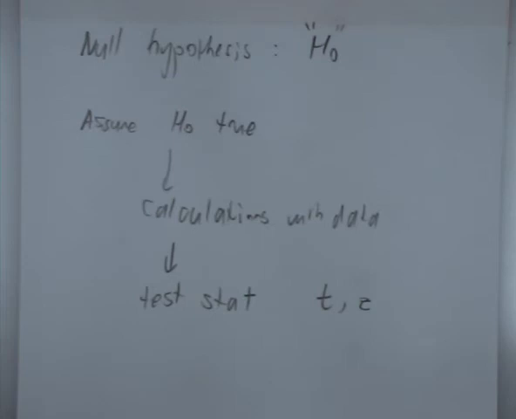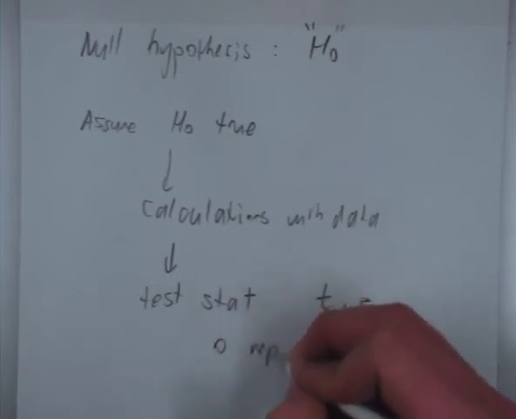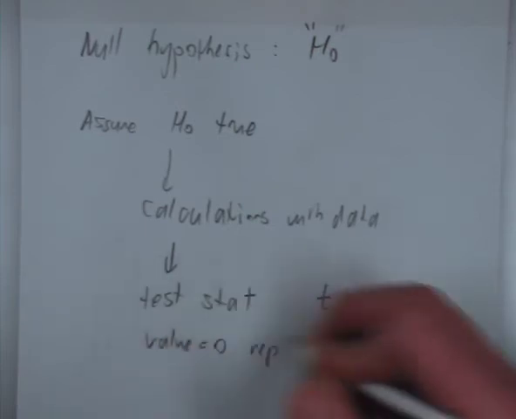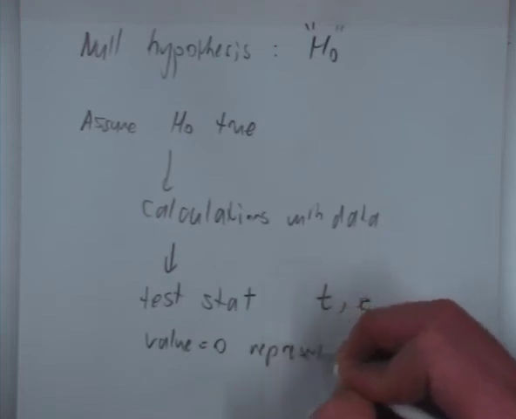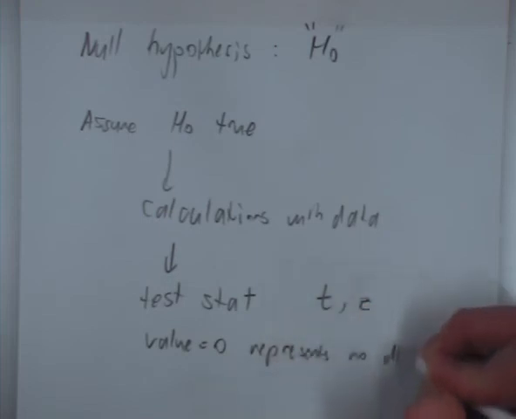Because if the null hypothesis was true, on average, t should come out to 0. That's what the t is representing. A t of 0 represents no difference at all in your sample. And a z of 0 represents no difference. So a value equal to 0 represents no difference in my sample.